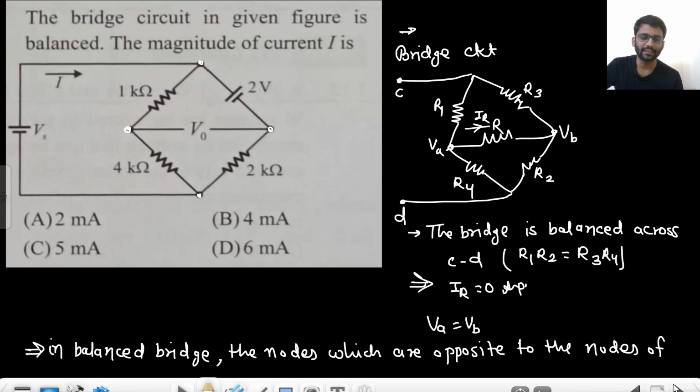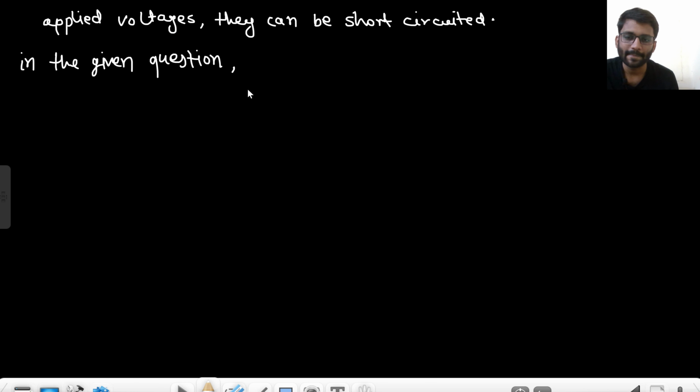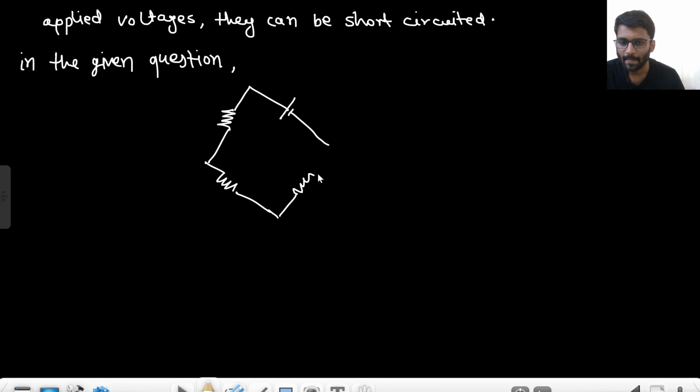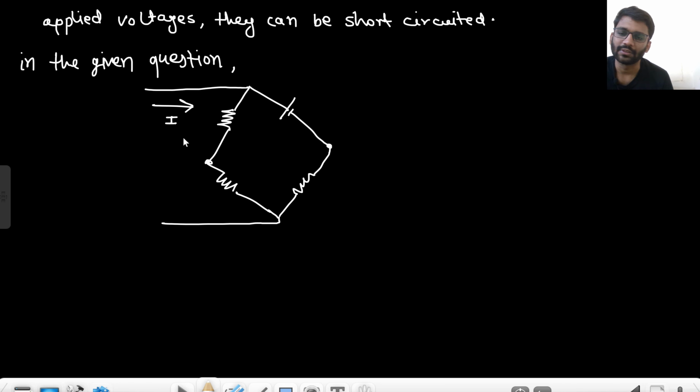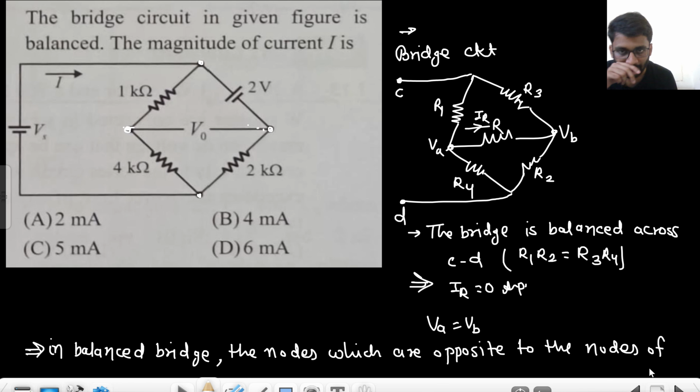So in the question, these two nodes can be short circuited, right? Because they are opposite to the applied voltage. Now this node and this node, we have a voltage here and we have a current coming here. So let's just assume this is the current coming here.